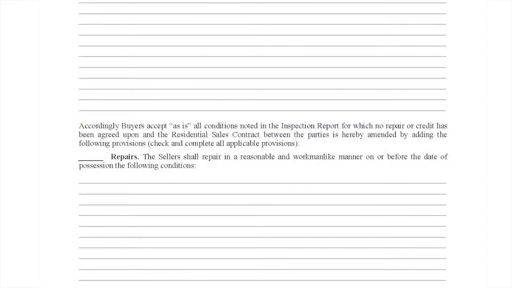This is just like the repair amendment, the boilerplate language. And keep in mind, people forget there is boilerplate language, but that means something, and it affects how you should write the repairs. The seller shall repair in a reasonable and workmanlike manner on or before the date of possession the following conditions. It already says it's going to be reasonable and workmanlike. That's already specified for everything you put in.